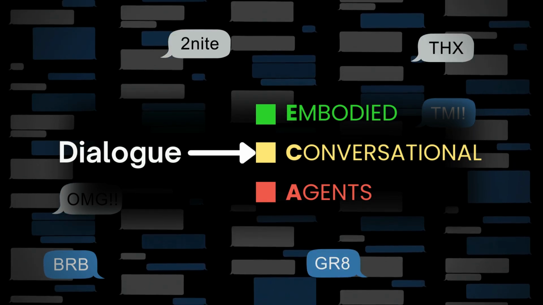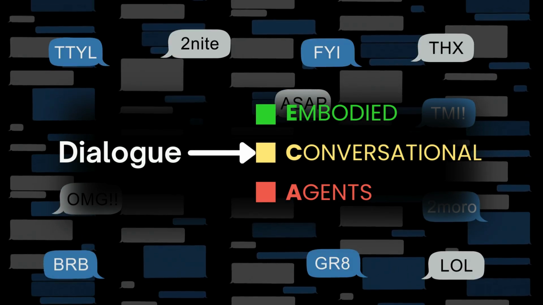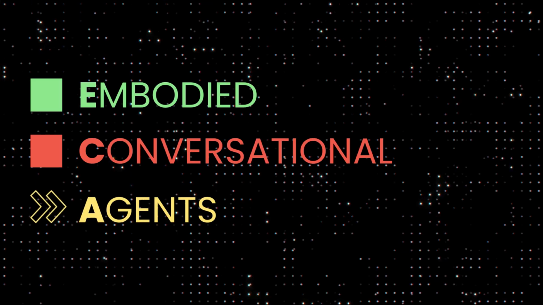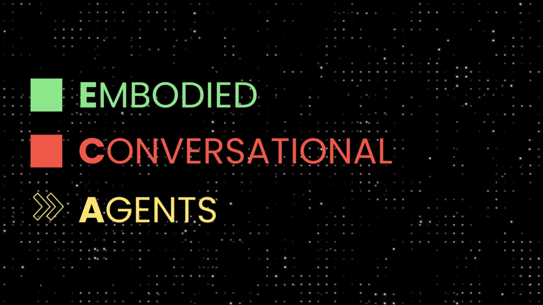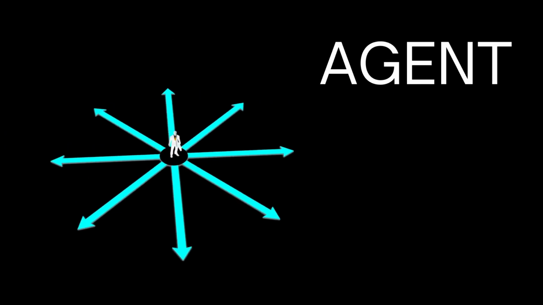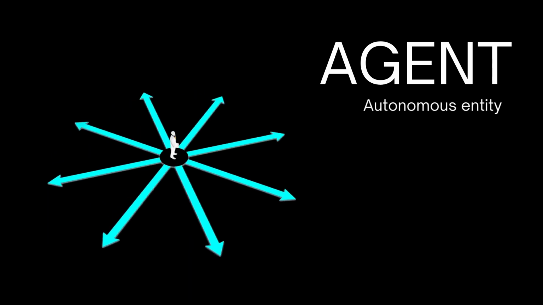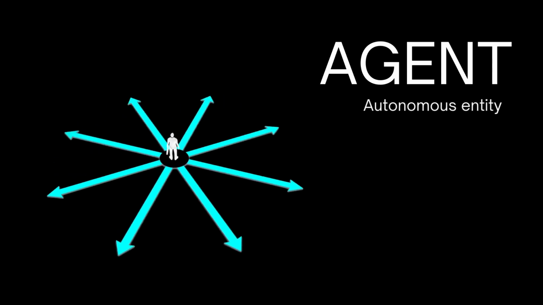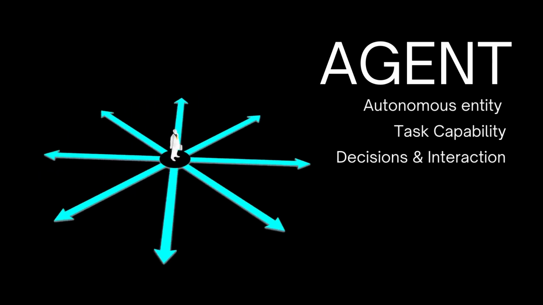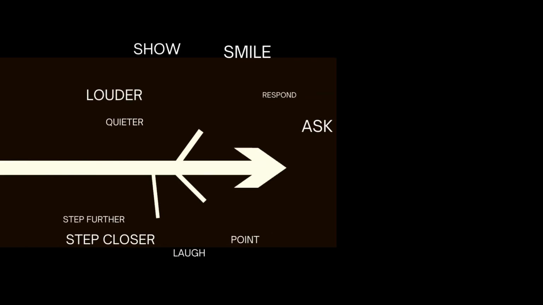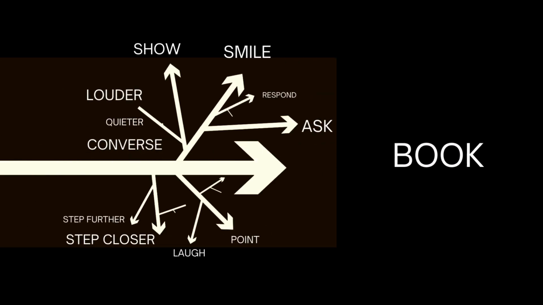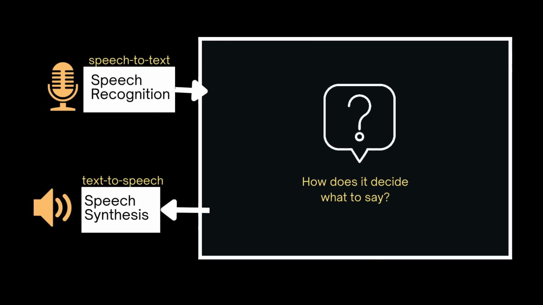So while we discussed dialogue in relation to the conversational aspects of the ECA, it's also heavily related to the agent properties of the ECA. So let's discuss the agent aspect of ECAs in more detail, building on our existing understanding. The agent aspect of an ECA refers to its role as an autonomous entity capable of performing tasks, making decisions and interacting with users. These tasks can range from generic tasks, such as engaging in casual conversation, to more specific tasks, such as booking a restaurant.